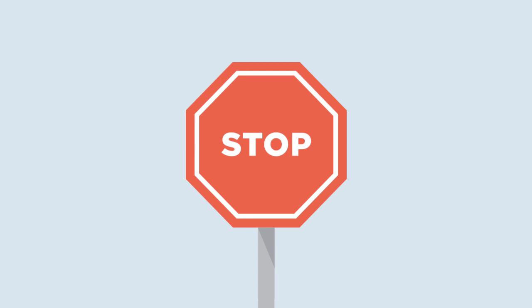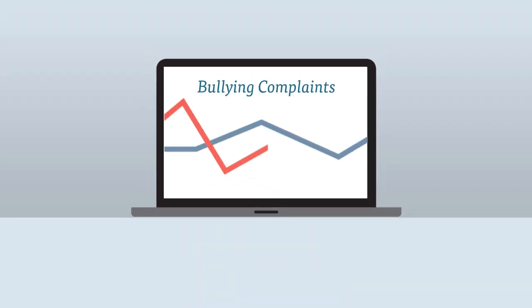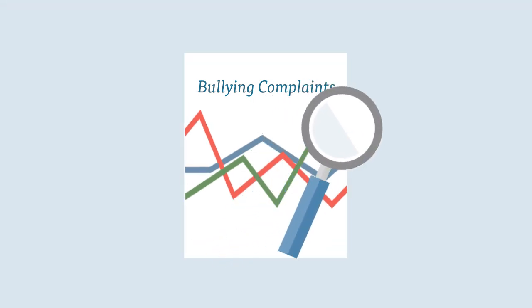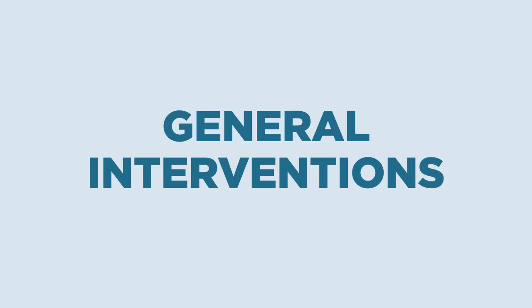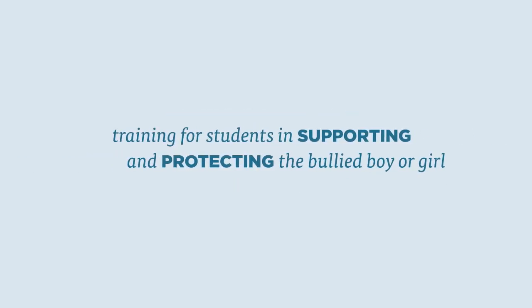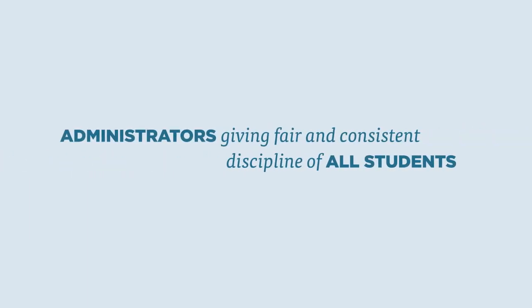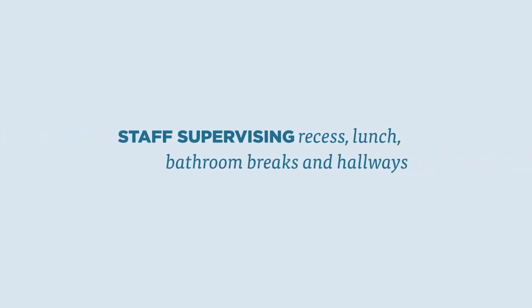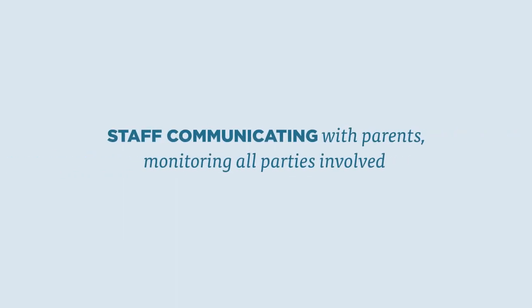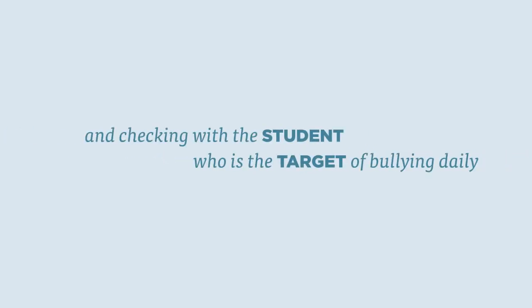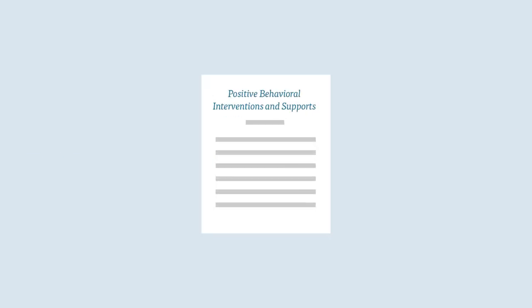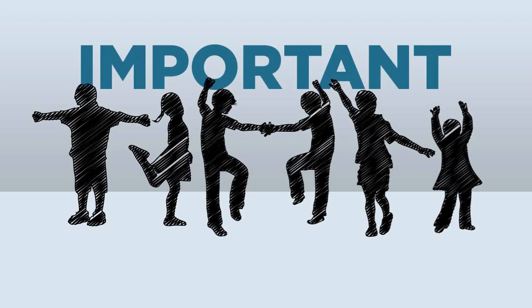Research studies in 10 countries show that bullying will stop only when adults in authority intervene. Therefore, it's important for administrators to collect data on bullying complaints and examine them to prevent future incidents. General interventions can include training for students in supporting and protecting the bullied boy or girl, staff modeling positive behavioral interventions and supports, administrators giving fair and consistent discipline of all students, staff supervising recess, lunch, bathroom breaks, and hallways, staff communicating with parents, monitoring all parties involved, and checking with the student who's the target of bullying daily, and staff using positive behavior intervention supports to create a respectful school setting where every child can feel important.